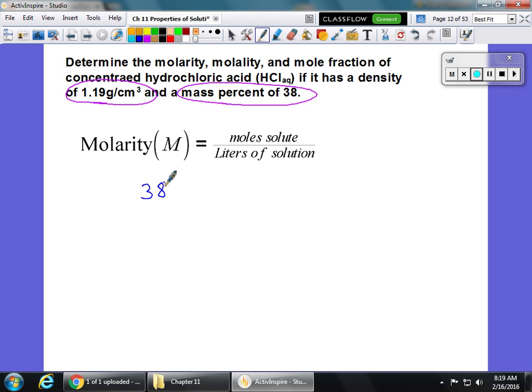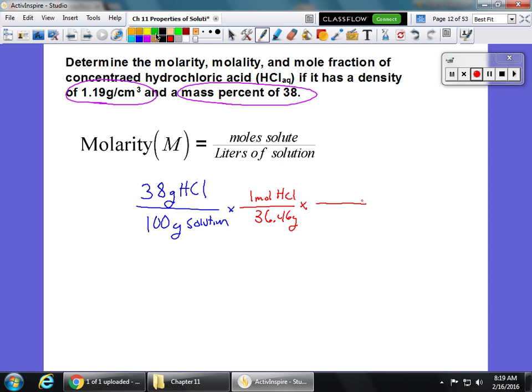We know the mass percent is 38 grams, or 38%. So that's grams per mass of solution. So what's the total mass of solution? Well, it would be 38 out of 100. And we want to get that to be moles of solute over liters of solution. So let's first tackle the concentration, or the mole part. For hydrochloric acid, it has a molar mass of 36.46 grams for every 1 mole. All right, we've got that part taken care of.